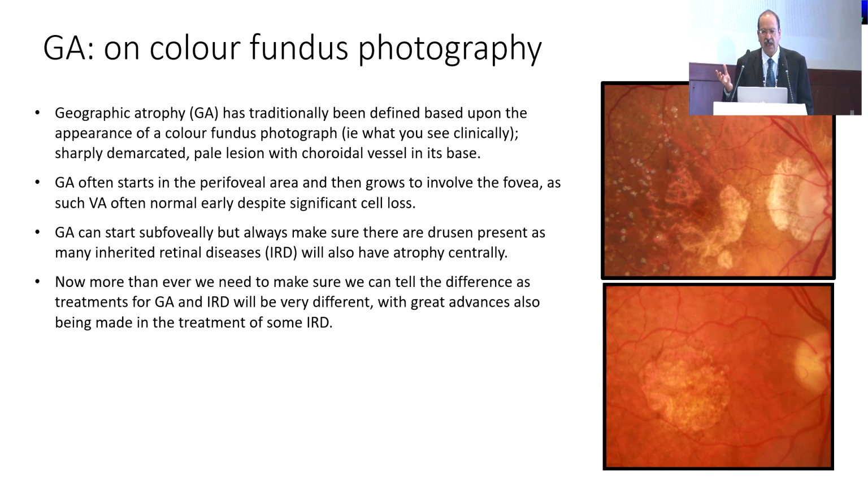Geographic atrophy is a clinical diagnosis made on one simple photograph. A color photograph where you can see a pale area, you can see the choroidal vessels underneath, sharp demarcation, and it usually starts perifoveally and then moves and involves the fovea. So in the beginning, the visual acuity is fine, but patients complain about not being able to read and missing out things, but sometimes it can start under the fovea. The main thing is to differentiate it from inherited retinal disease because the treatments for both are quite different. If you've got drusen, then you're more likely to be looking at GA rather than IRD.